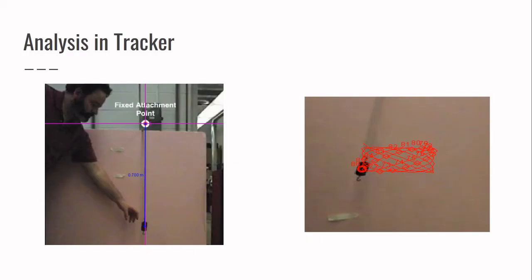Using Tracker, we first set the distance using a known length of 0.7 meters between the fixed attachment point and the mass. We also set the origin at the fixed attachment point. On the right, we can see the motion of the mass, and we exported the x and y data into a CSV file, which we'd use later in our model.